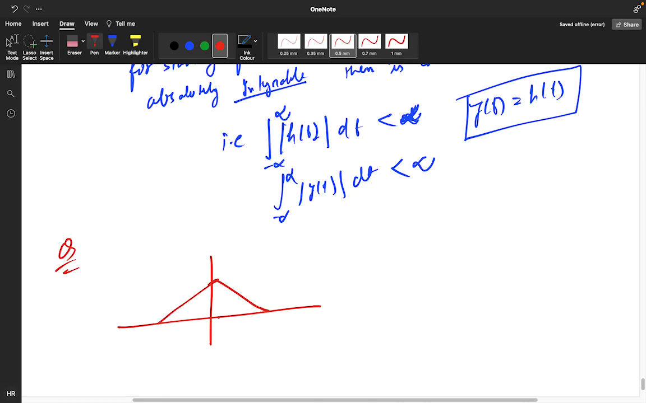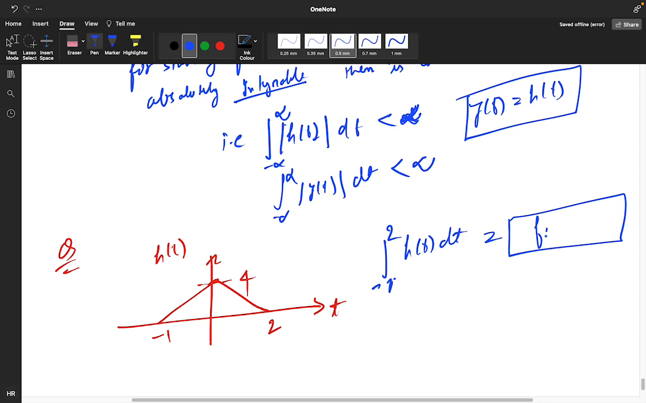So this is your one LTI system, from minus 1 to 2. This value is 4. This is your h of t and this is t. So this is stable, because if you find the integration from minus 1 to 2 of h of t dt, you will get a finite value, because this is a triangle. So area you will get, right? So directly you can say this is a stable system.